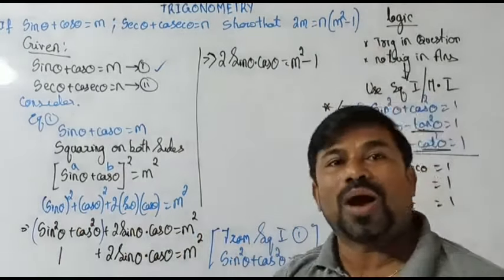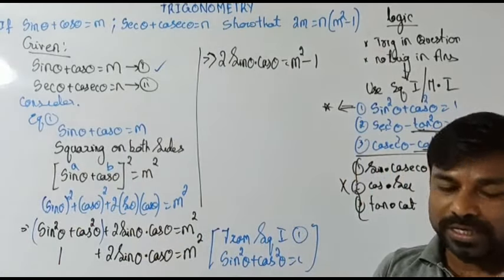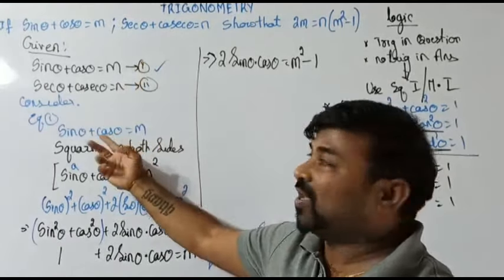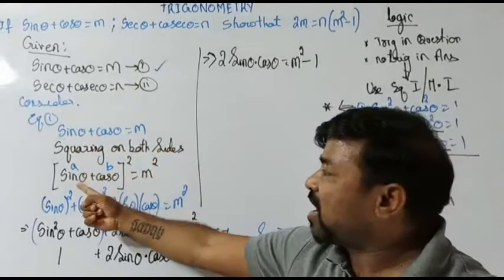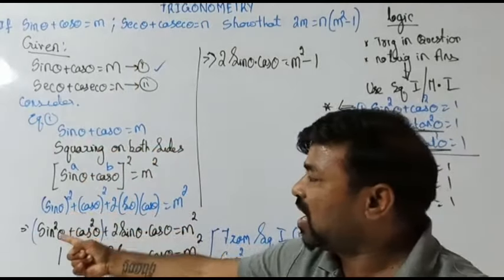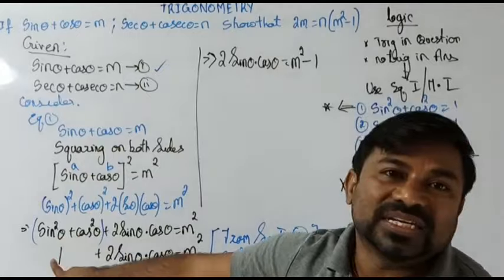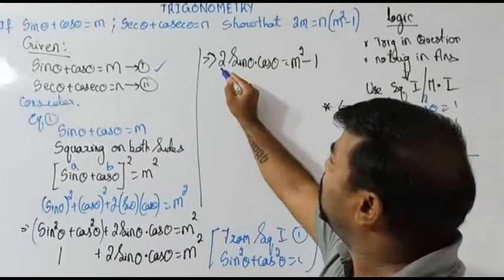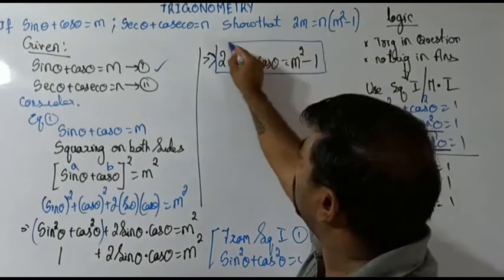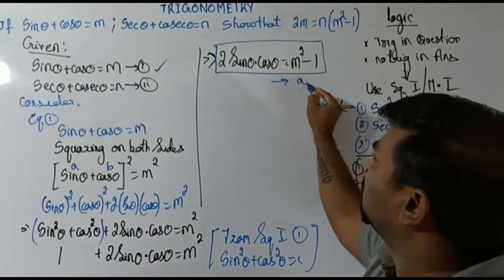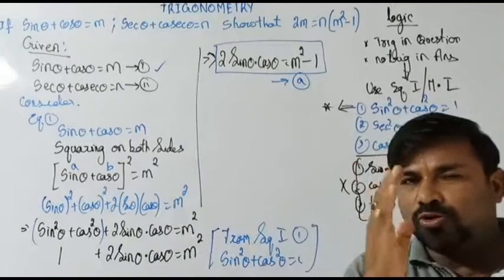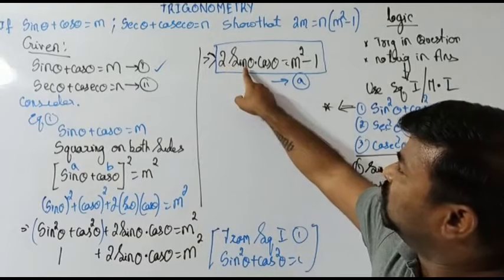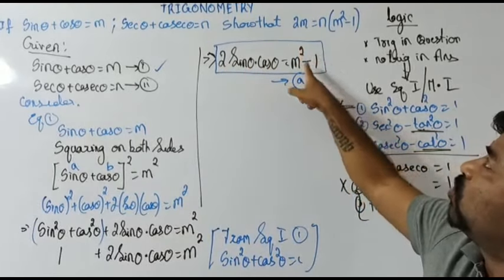It becomes minus 1. Okay, so let me recapitulate what I have taken. I have taken the first equation, whatever is given. I have squared it on both sides. I have used the a plus b whole square formula. Now sin square theta plus cos square theta, I have written as 1. I have sent it to the other side. Now I like to stop it and call it equation A. Right, now let's start thinking what we have now. We have 2 into sin theta cos theta is equal to m square minus 1.